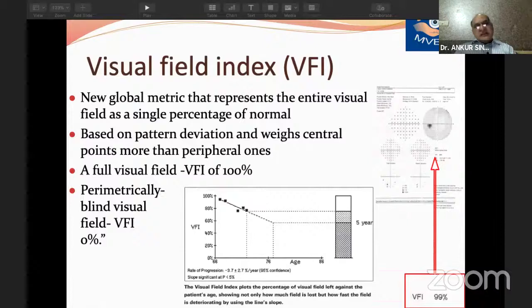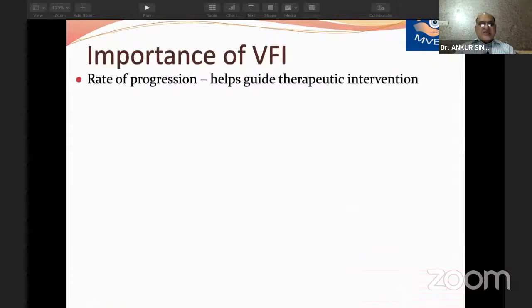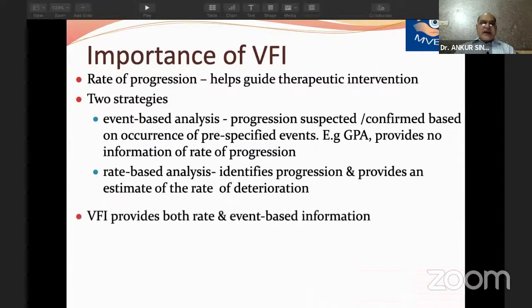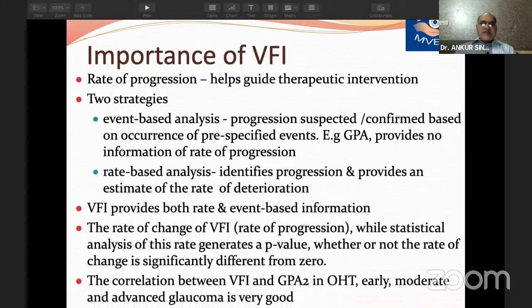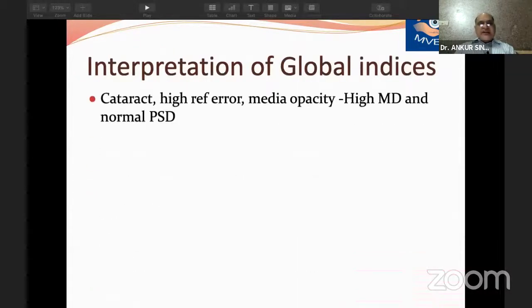So there would be something in between 100 and 0, a single numeric which will be given as a VFI. Now, the importance of VFI is that it helps us in assessing the rate of progression and guiding therapeutic intervention. As we all know, there are two strategies, the event-based and the rate-based, and VFI kind of combines both of them. And there are a lot of studies which show that the VFI has a good correlation in early, moderate, and advanced glaucomas.